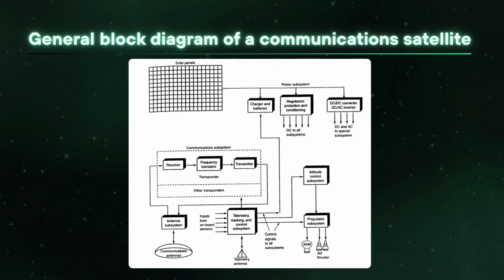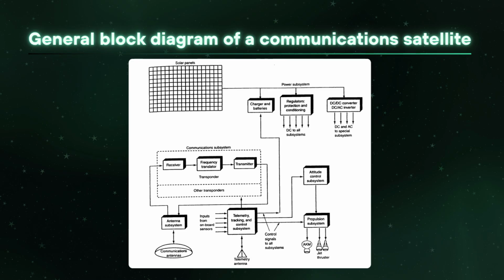This is the general block diagram of a communication satellite. This figure shows a general block diagram of a satellite. All the major subsystems are illustrated. The solar panels supply the electrical power for the spacecraft. They drive regulators that distribute the power to all other subsystems, and they charge the batteries that operate the satellite during eclipse periods. Both DC to DC converters and DC to AC inverters are used to supply special voltages to some subsystems.